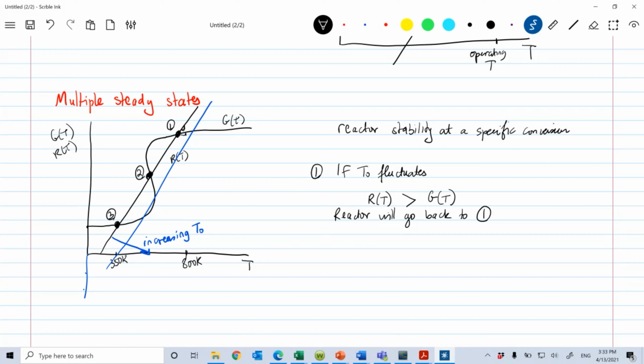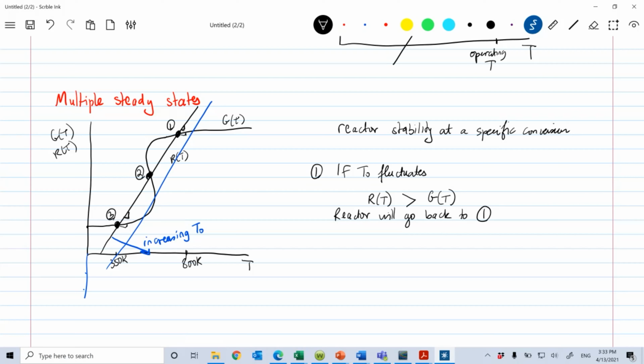It's the same thing with point 3, right? If you take point 3 and it fluctuates to the right, the amount of heat you're removing, if you look at how big that slope is, is higher than this one. So that means it's going to go back down. And similarly, the other way, the amount of heat you generate is higher than what's removed.